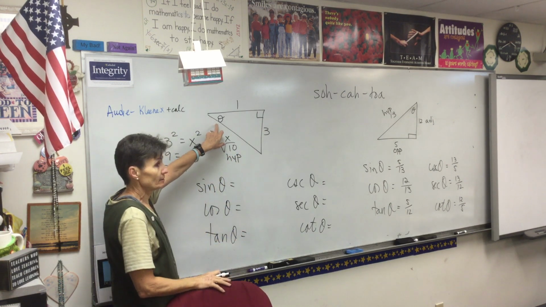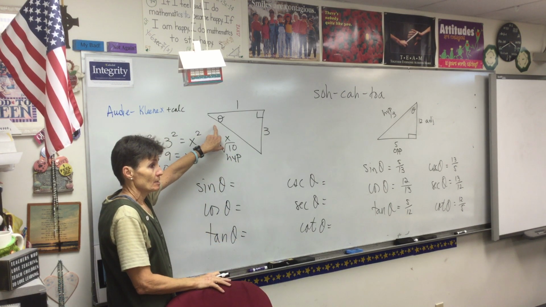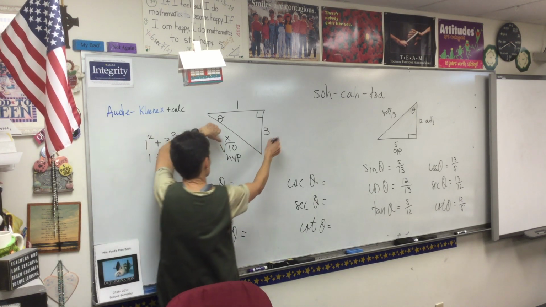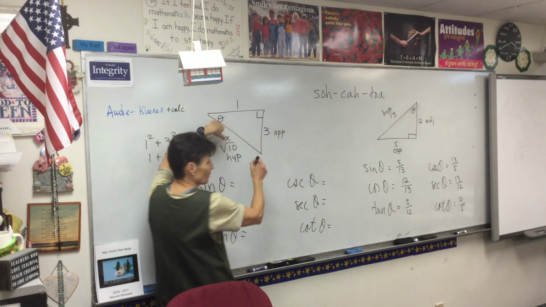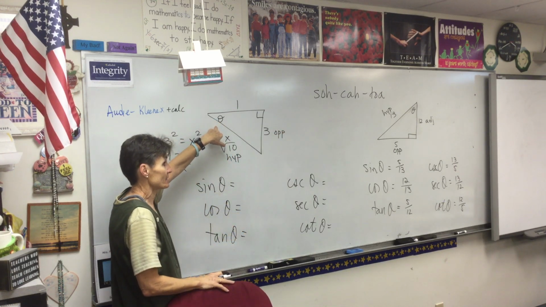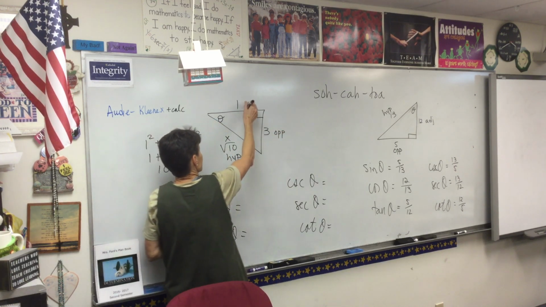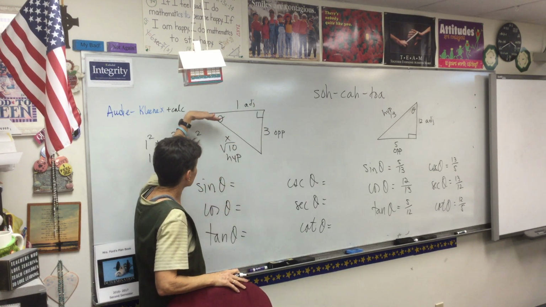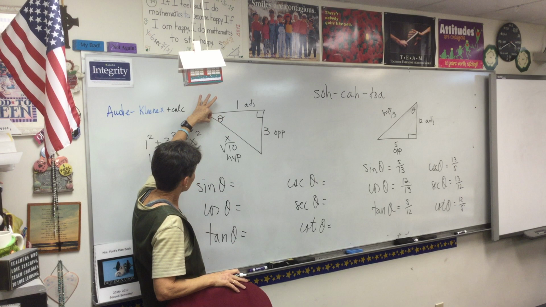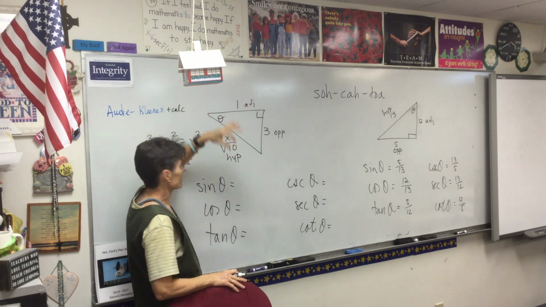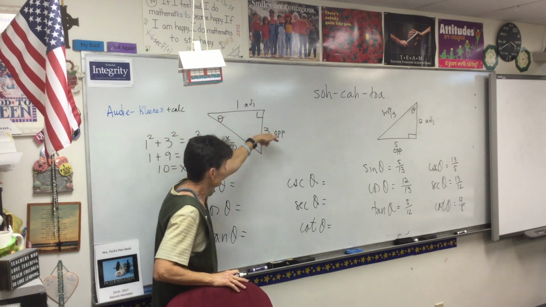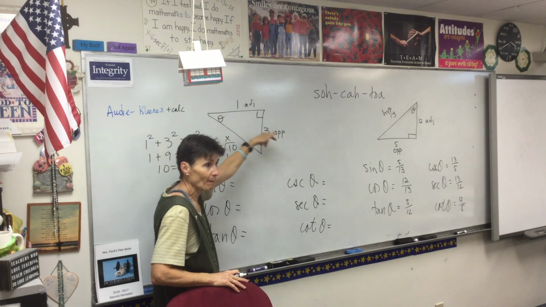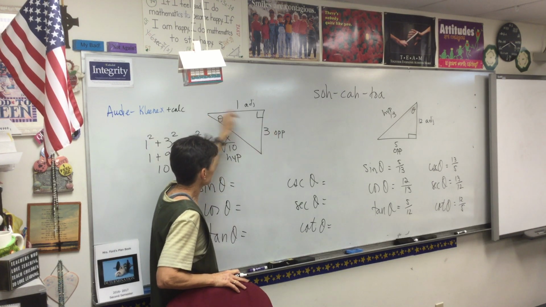Now here's theta. So which side's opposite? 3. Everybody good with that? You have to be able to identify that. That's opposite, which makes this adjacent. Why is that opposite? Because if I were to flick that theta straight across the triangle, this is where it would go. This is the opposite, right across from the angle.